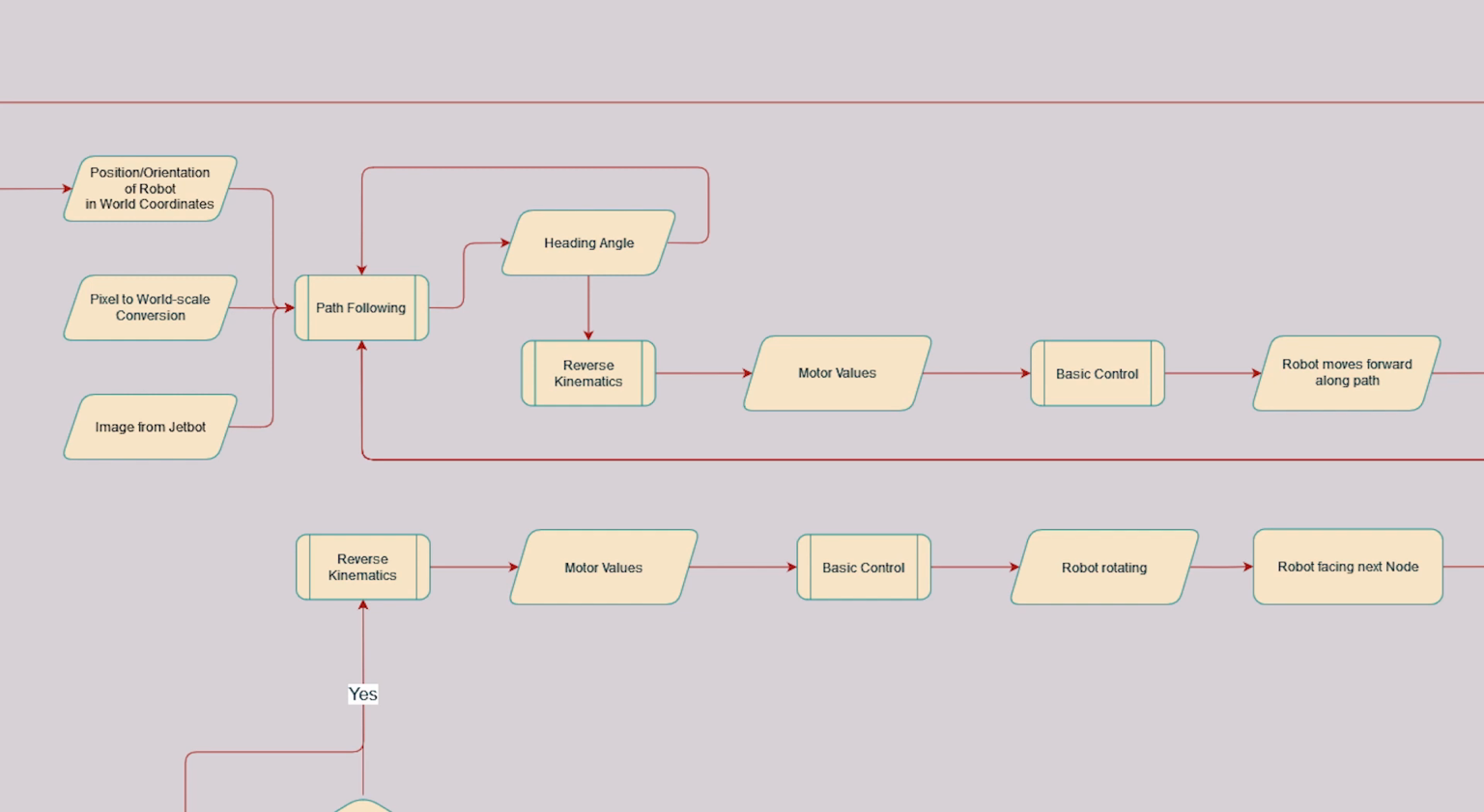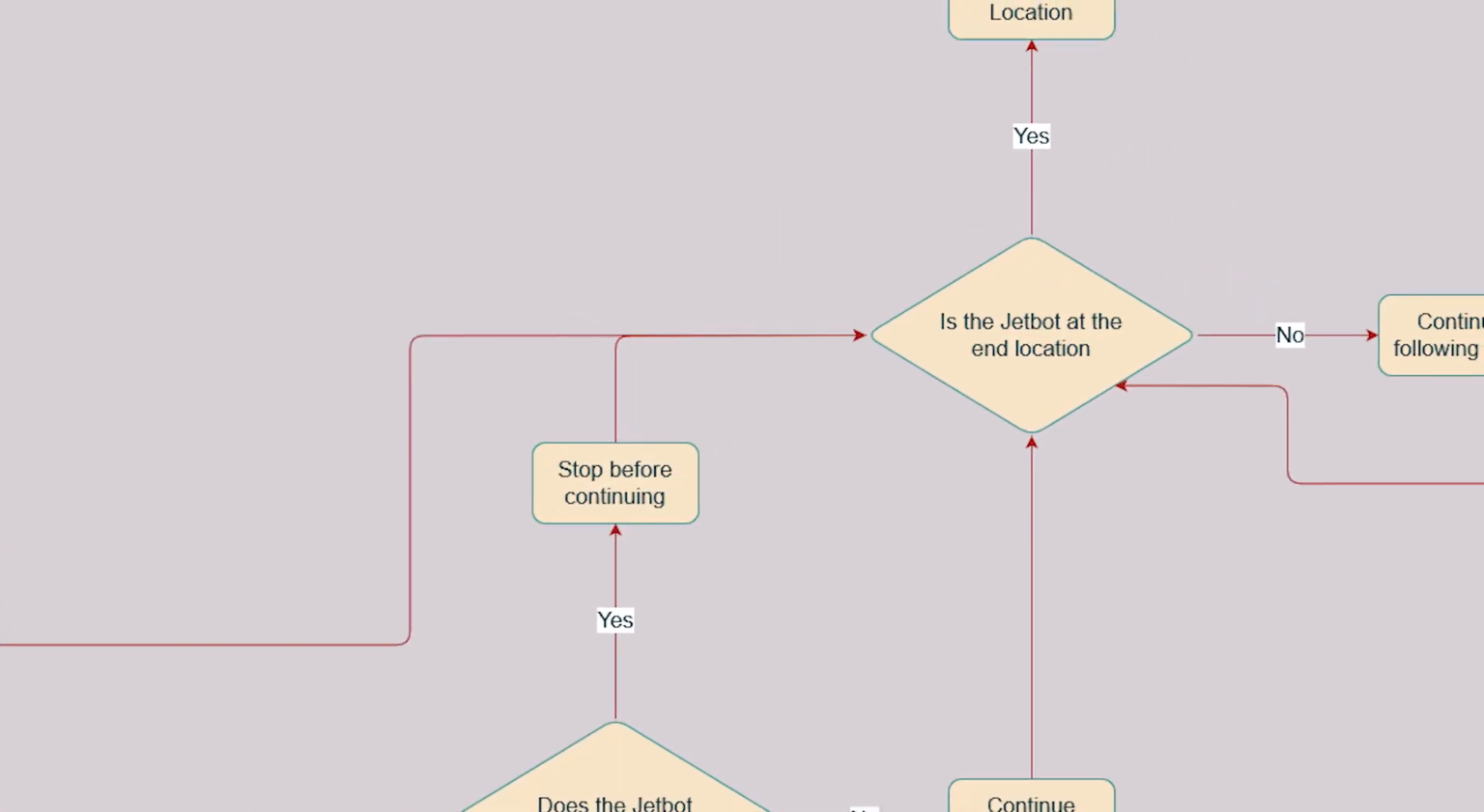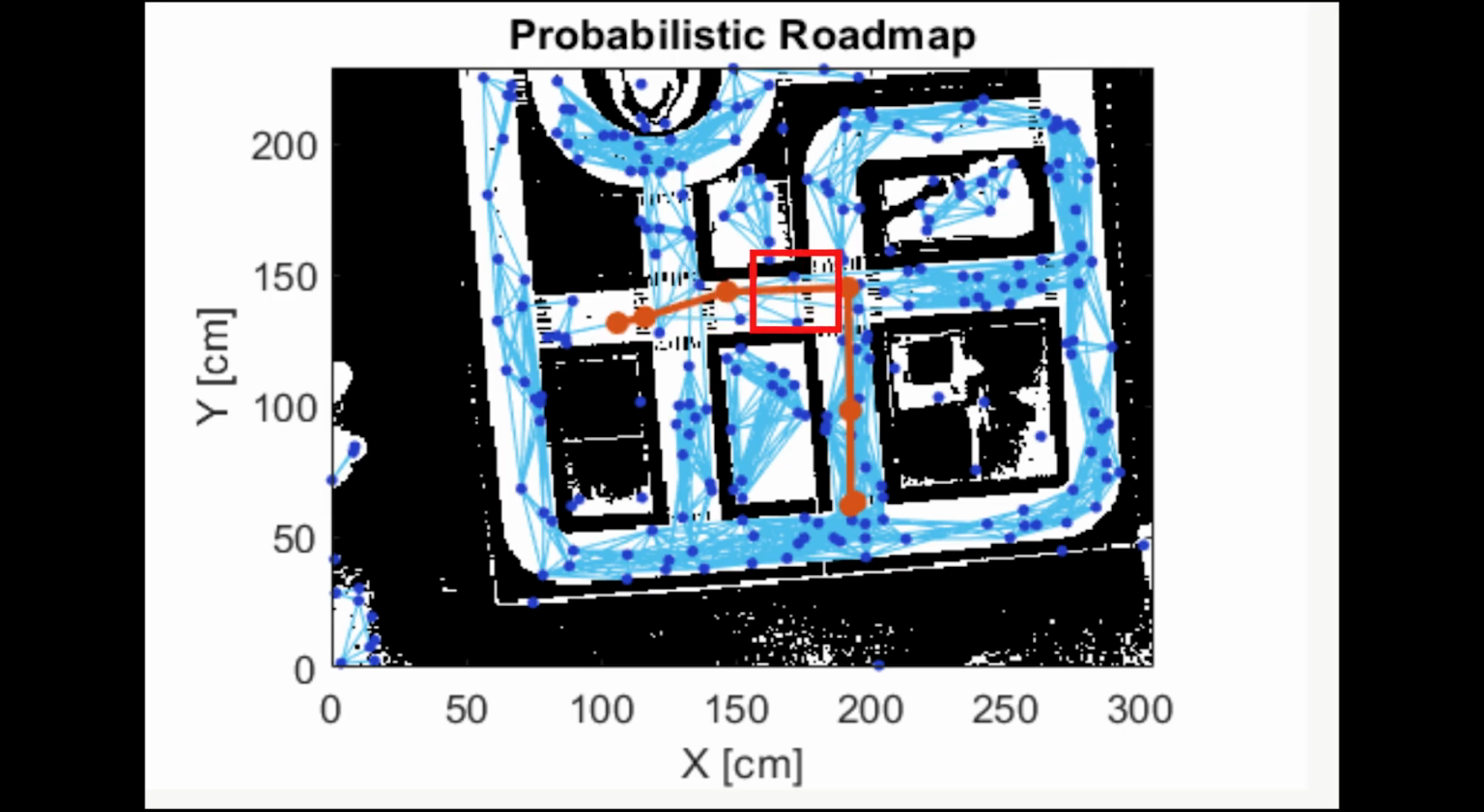Once more, the basic control subprogram uses the motor values received from the reverse kinematics to move the robot forward and keep it on track with the center line. This subprogram continues until the jetbot reaches the location of the next node. At this point, the process is repeated as it moves to the new next node until reaching the end location and stopping.